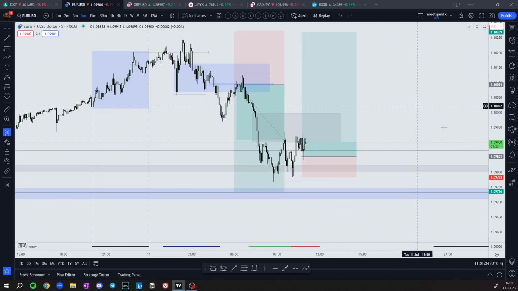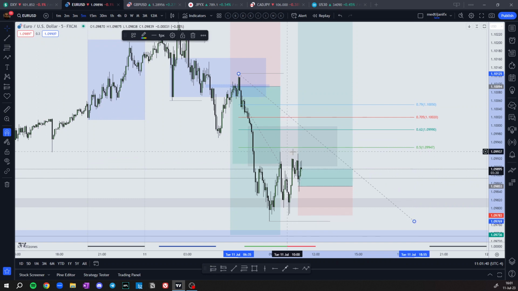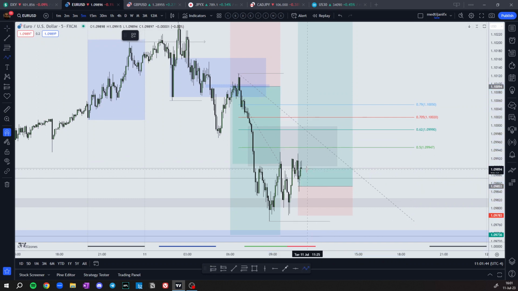But you should be careful, because you should check your partials at equilibrium at least. Once price retraces to this equilibrium, you should check your partials because, like I said, there is still a higher chance that price could just do something like this.